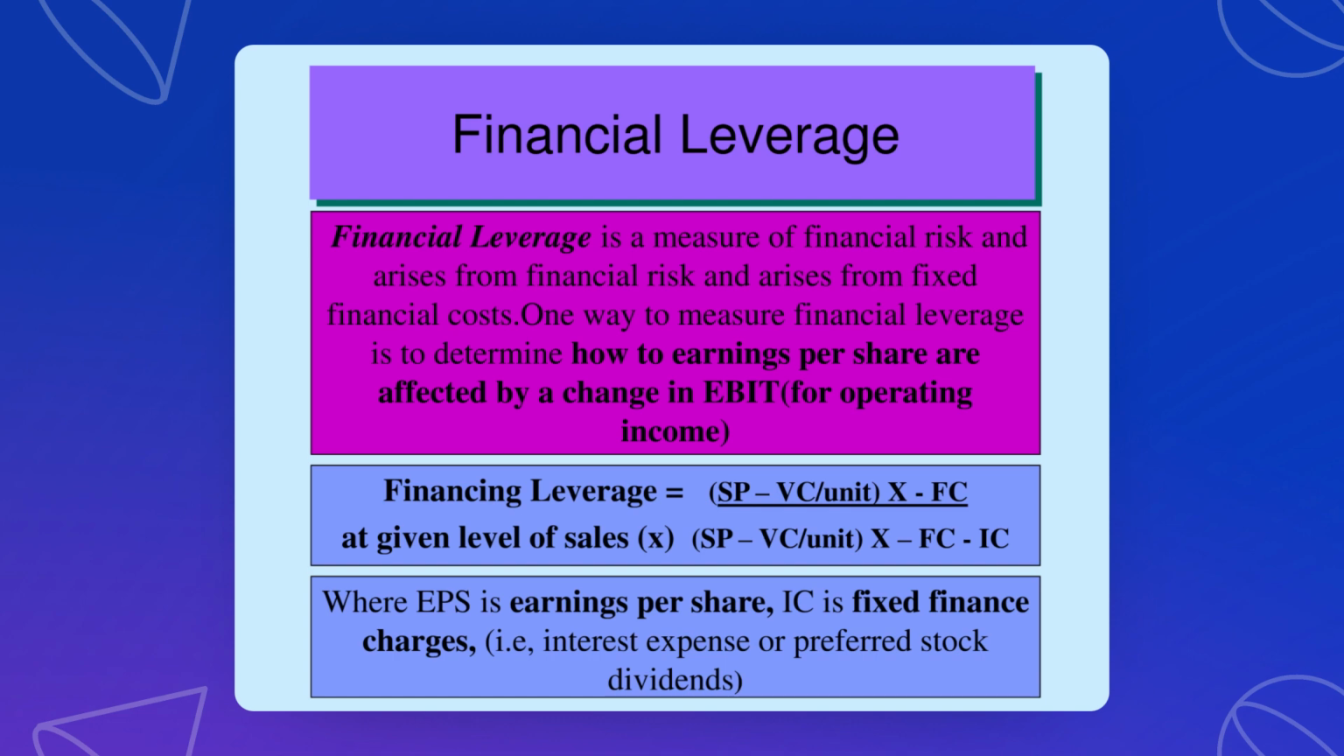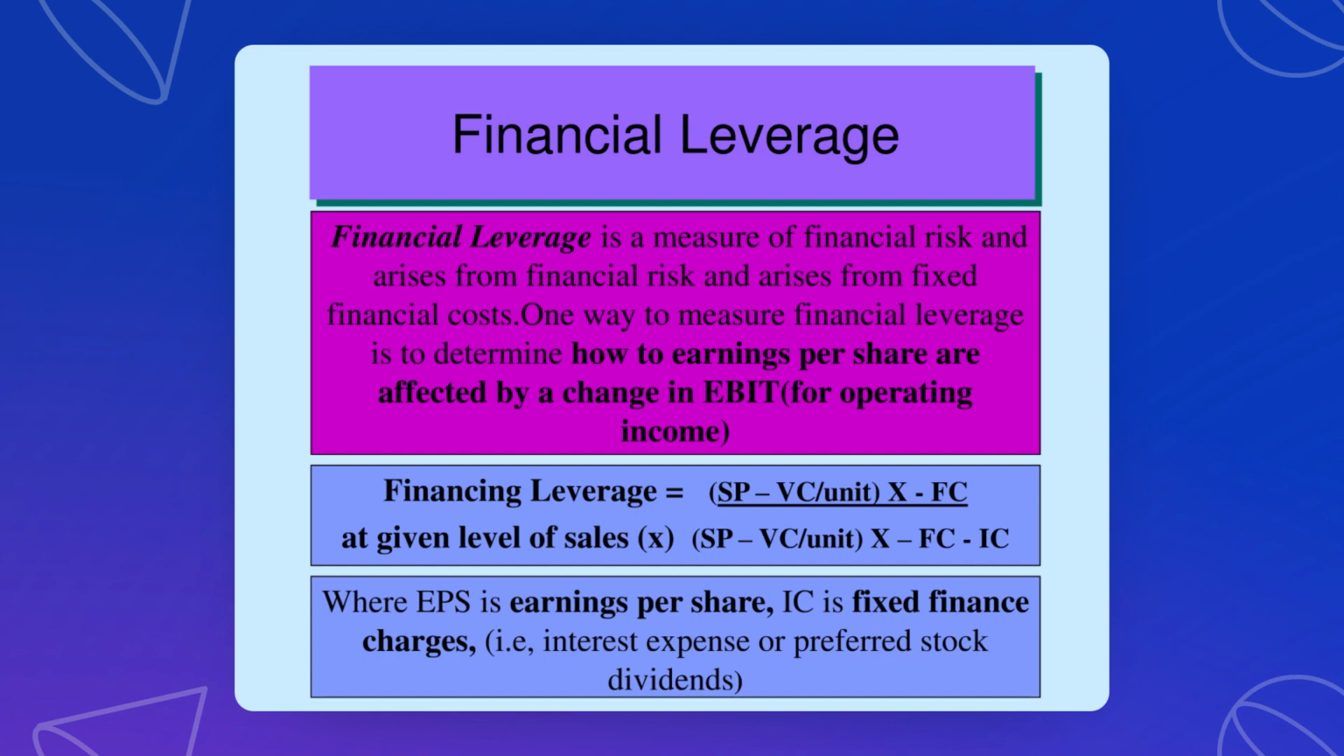So, as in the previous example, as discussed, financial leverage is your EBIT, right? SP minus VC per unit multiplied by volume minus FC, divided by SP minus VC per unit times volume minus FC minus IC. That would be your EBIT over your net income after interest charge. Again, EPS is your earnings per share, while IC is all about fixed finance charge. We go now to the discussion.